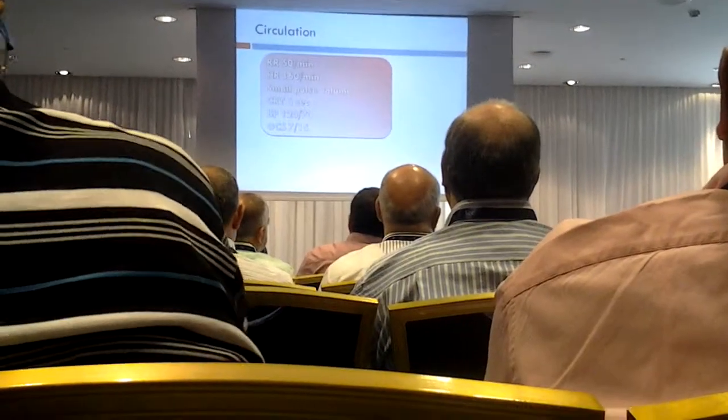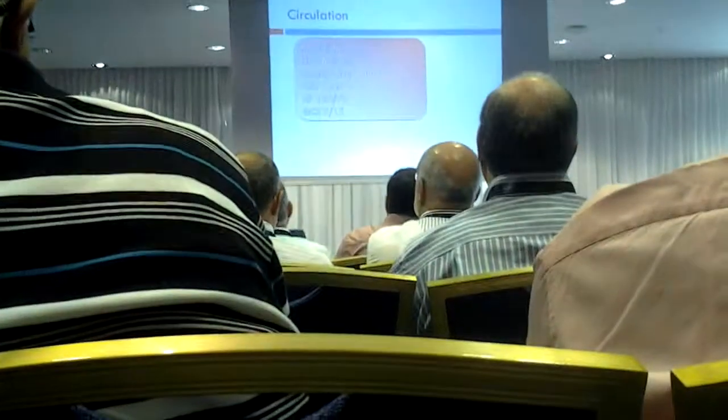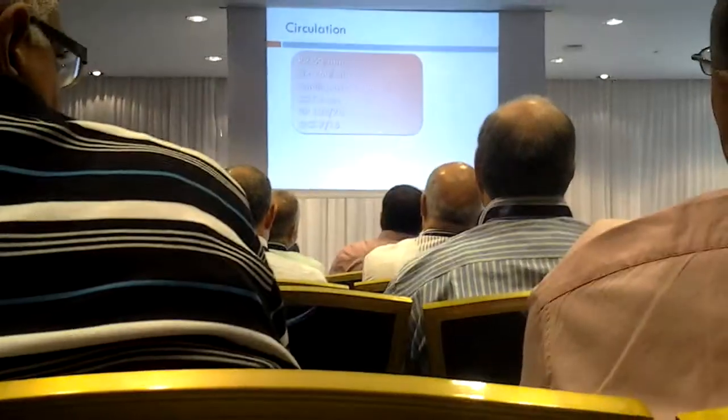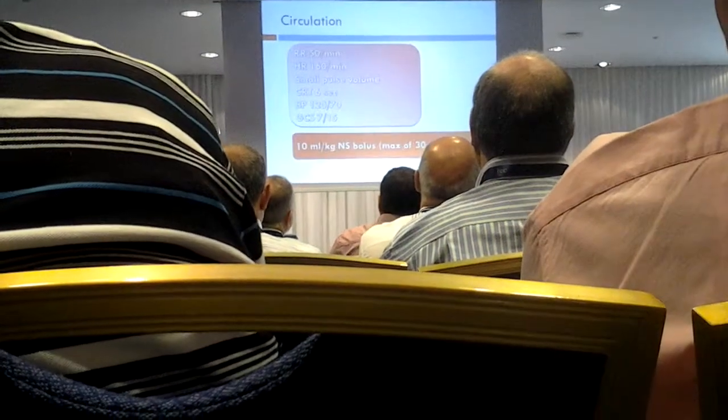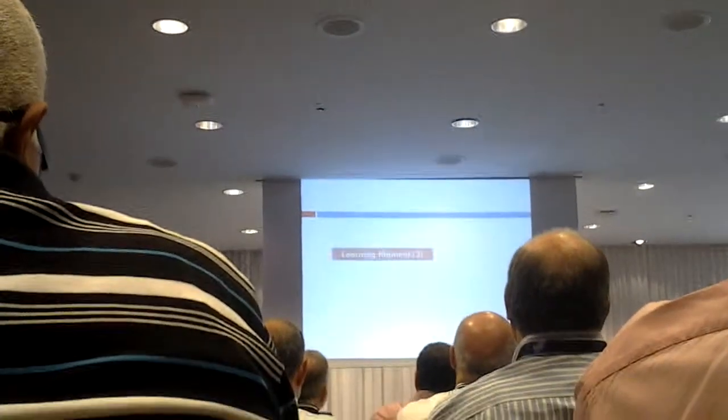These were the circulation parameters in this child with compensated shock. It's a small pulse volume with a delayed capillary refill. Despite maintaining a normal blood pressure, this child has all the issues. So that child was given 10 mL per kg of normal saline bolus. You can give up to 3 boluses of that.